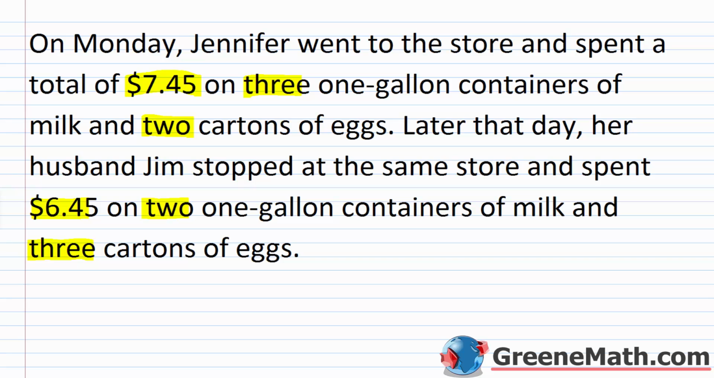Let's go back up. So we know that Jennifer spent $7.45 on 3 one-gallon containers of milk and 2 cartons of eggs. So the way we can model this, since x is the cost of 1 gallon of milk and she bought 3 of them, then 3 times x would be the amount she spent on milk. Then plus, she buys 2 cartons of eggs. y is the cost of 1 carton of eggs, so 2 times y would give me the cost for eggs in that transaction. And if I sum these 2 amounts together, I get the amount she spent, which is $7.45.